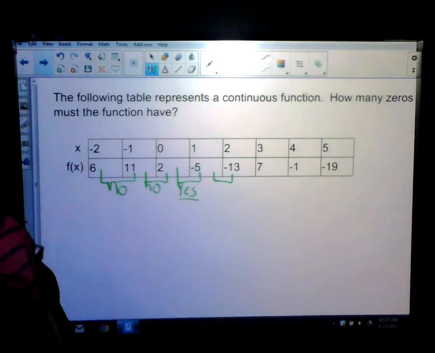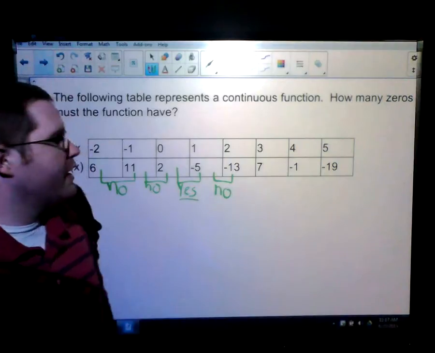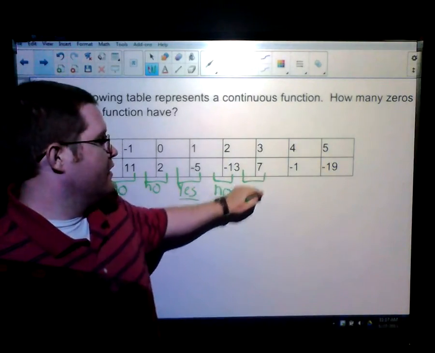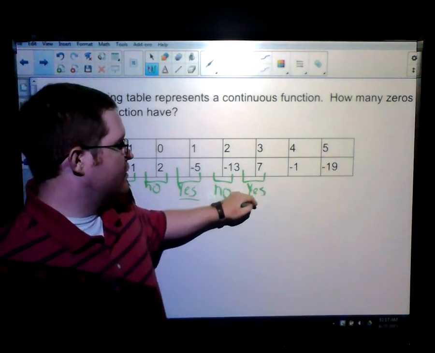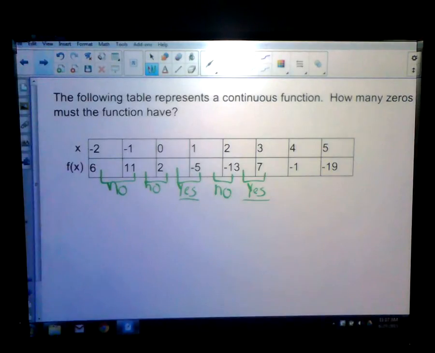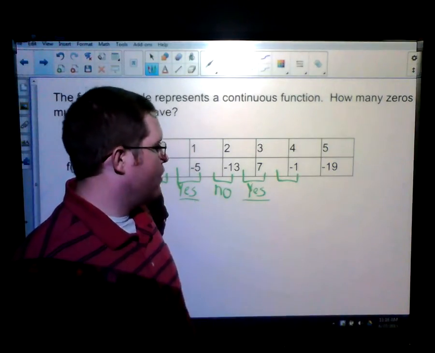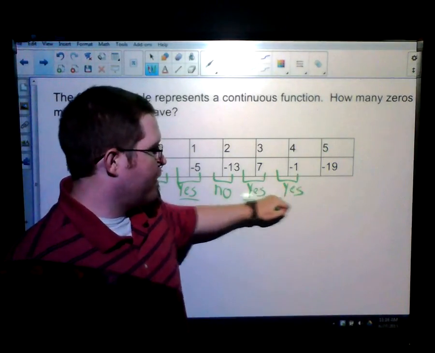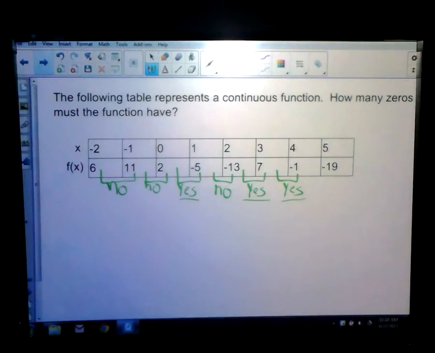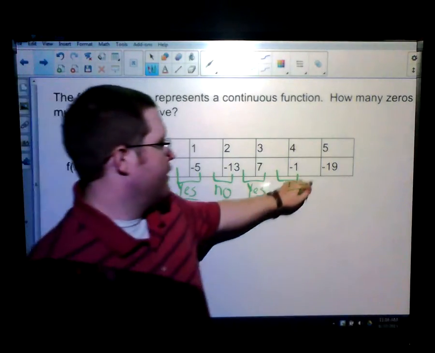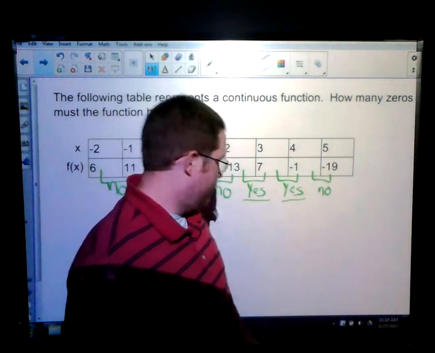Do I have to cross 0 in there? No, they're both negative. How about here? Yes. To go from a negative 13 to a positive 7, you had to cross 0 at least once. How about from 7 to negative 1? Yes, I went from a positive to a negative. It means I had to cross 0 somewhere in there. And then lastly, no, they're both negative.